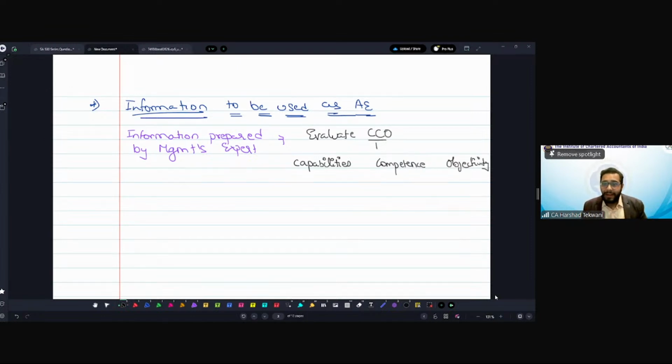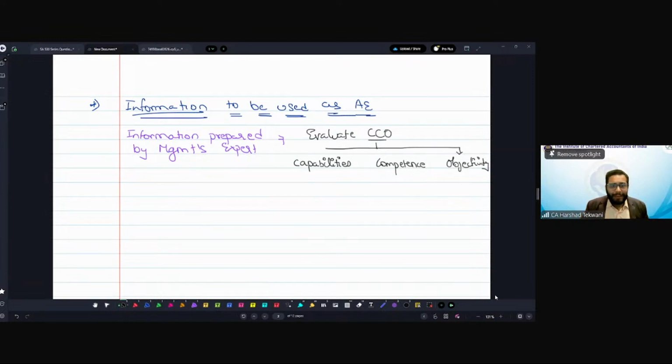Capabilities is to understand whether he can prepare that working, whether he can do that working. Competency is whether he is competent enough to understand the complexity. Let's say he is competent, but right now he doesn't have the capability to perform the work, so he might prepare a substandard quality report. So competency and capability both together will help you understand whether the calculations which have been prepared are appropriate and correct or not.